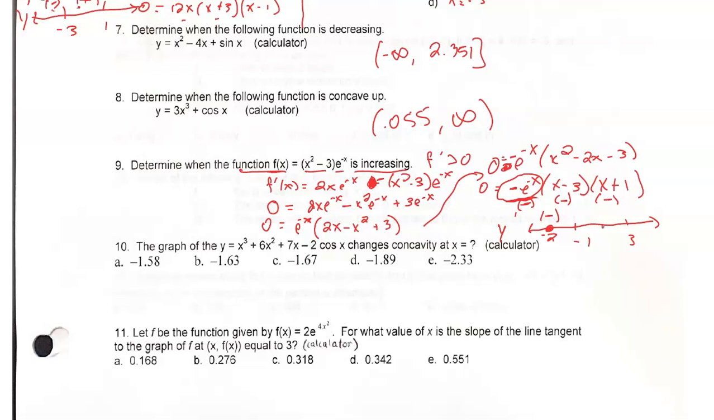If we do the same thing with 0, it's the easiest one. Negative e to the 0 would be a negative 1. It's always negative. 0 minus 3 is a negative, but 0 plus 1 is positive. So we have negative, negative, positive. So overall, the interval is positive.